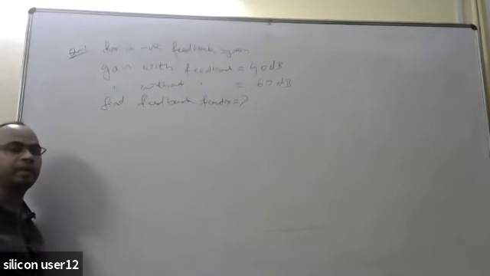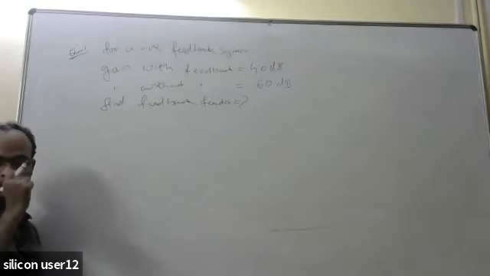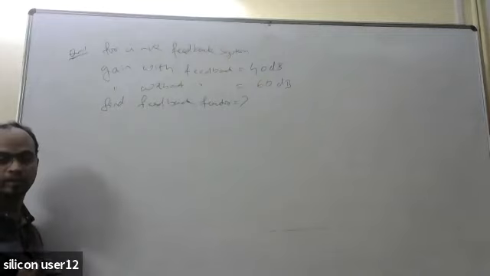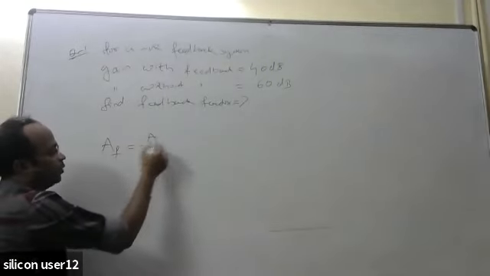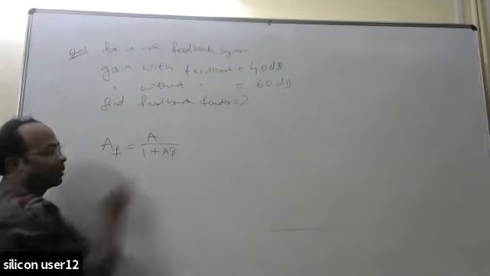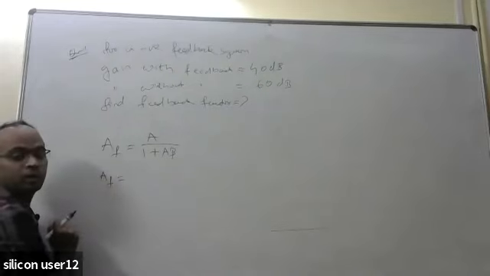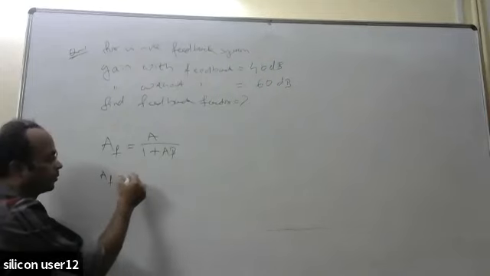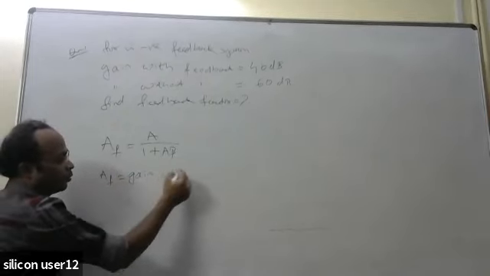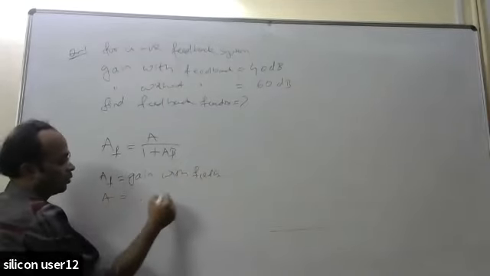So in this negative feedback we have calculated one formula, AF. Yes or no? One formula we had calculated: AF equal to A by 1 plus A beta. Where this AF is, is it the gain with feedback or gain without feedback? Gain with feedback. So this is the gain with feedback, and A is the gain without feedback.